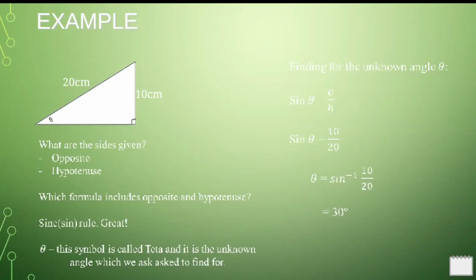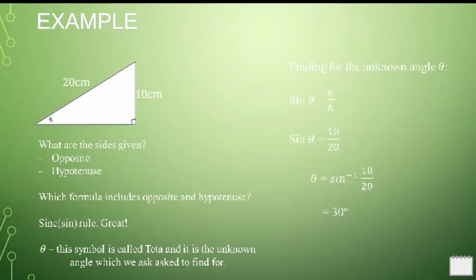20 cm. Very good. So you just look at where the angle is, and then you will know which sides you're being given. The angle is to the bottom there. The opposite side is directly opposite to the angle. And of course, the hypotenuse being the longest side. So we're given the opposite side, we're given the hypotenuse.